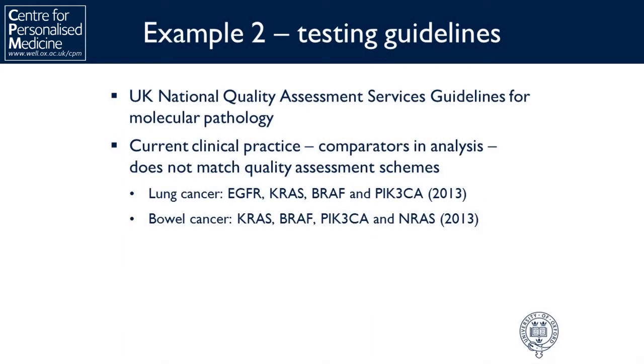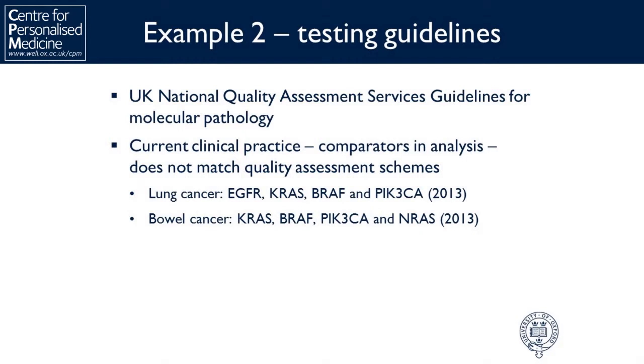So the second example is on testing guidelines. James already mentioned that the choice of comparator is important. However, standard genomic testing practice does not exist. If you look at the guidelines of quality assessment, they vary per country. But for the UK, if you would test in the context of lung cancer, you want to test for EGFR, KRAS, BRAF, and PIK3CA. For bowel cancer, it's KRAS, BRAF, PIK3CA, and NRAS.